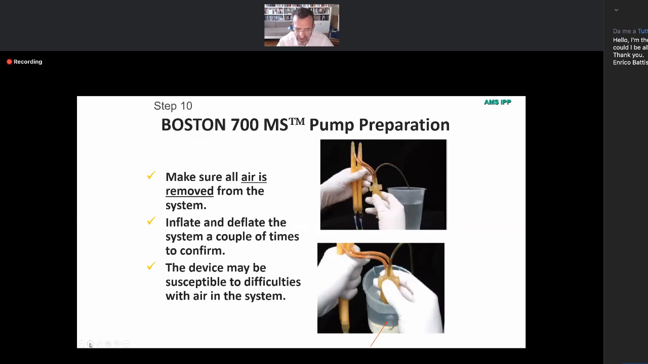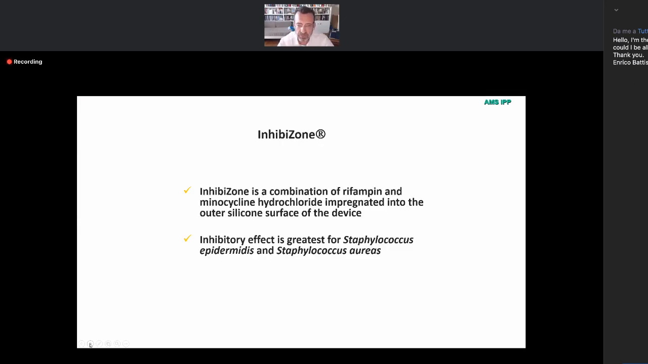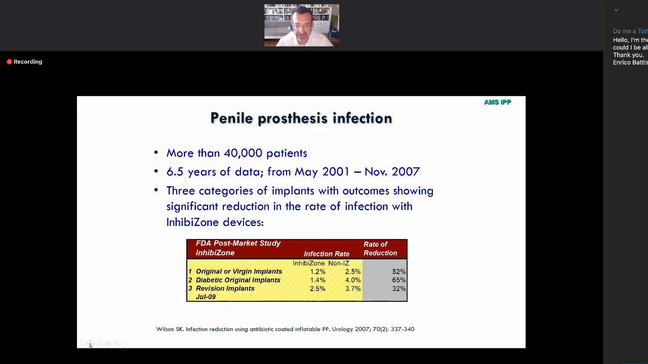Well, at this time, you have also chosen the length of the cylinders. Next slide, please. And you have to prepare the device. You have to prepare both the pump and also choose the cylinders. Please use cylinders with InhibiZone. I think that the introduction by Boston AMS of InhibiZone is one of the hits in the last years in order to reduce the rate of infection. Very important, please. Use InhibiZone cylinders. Next slide.